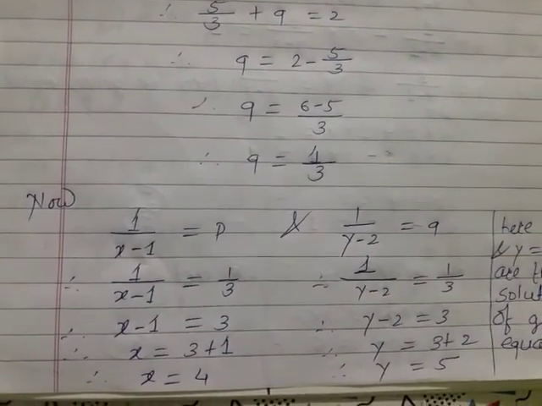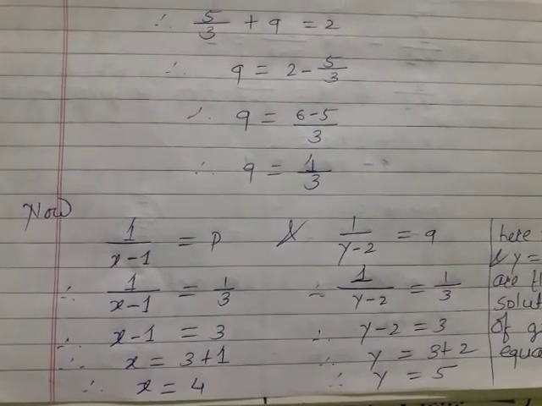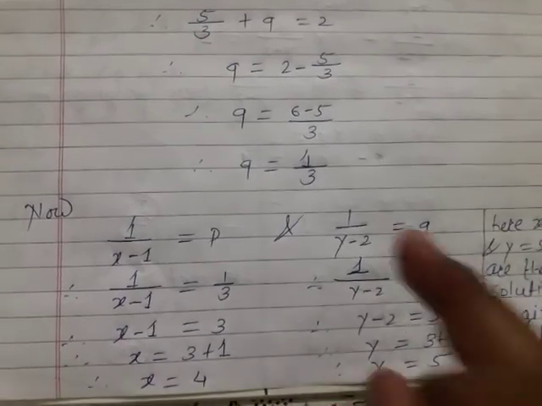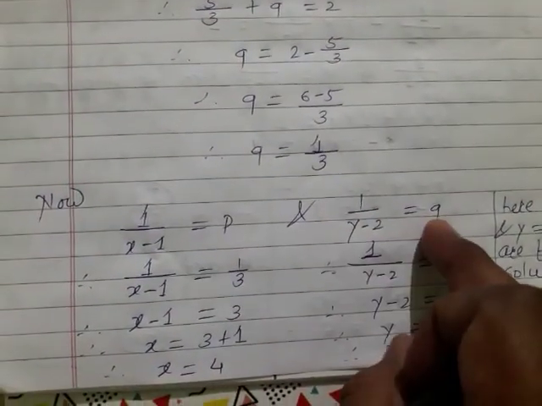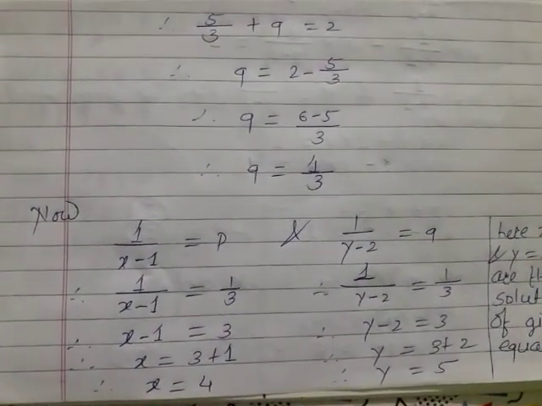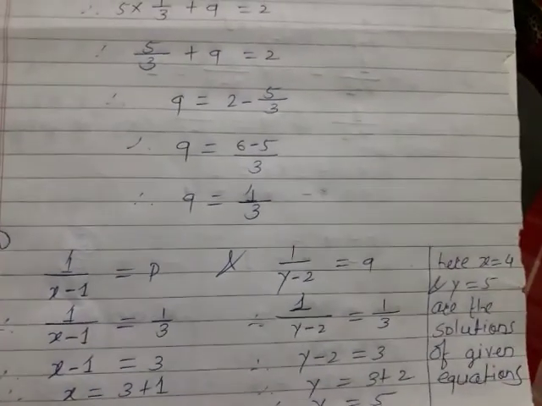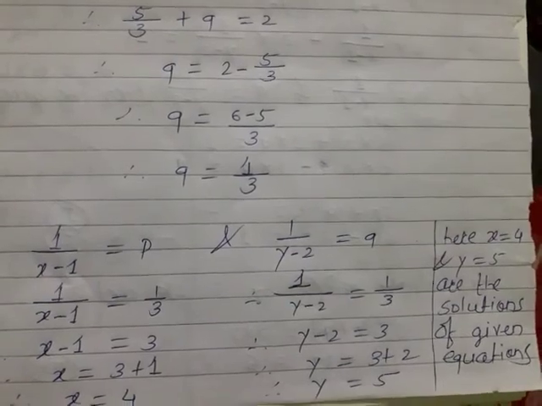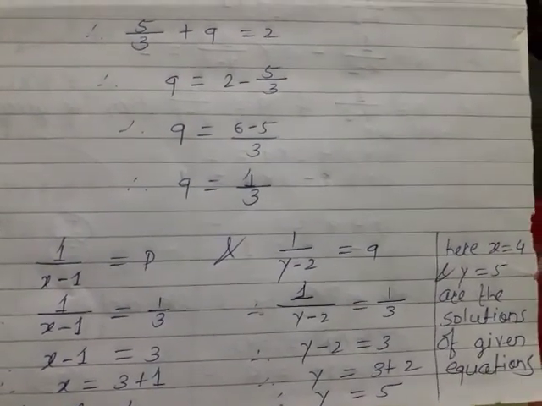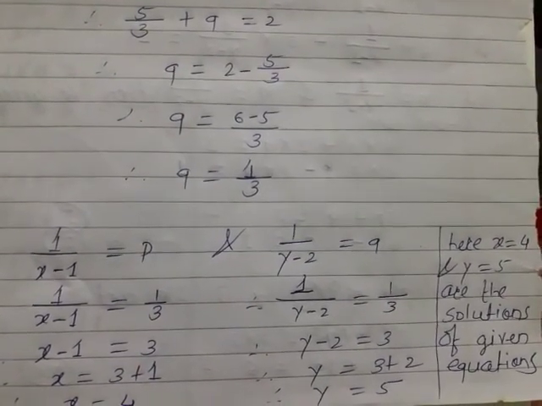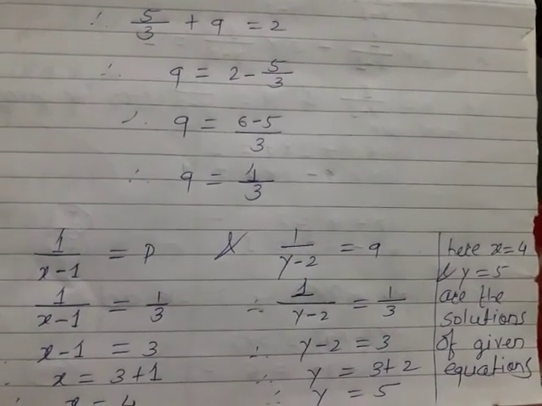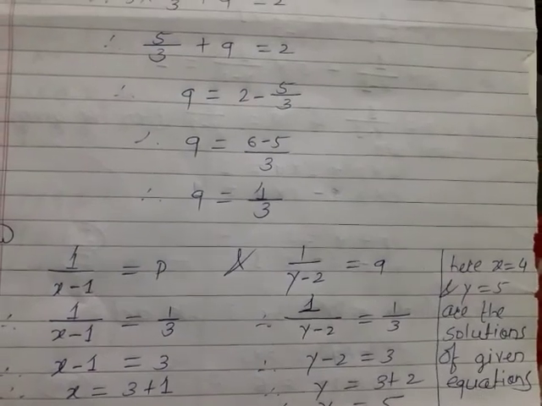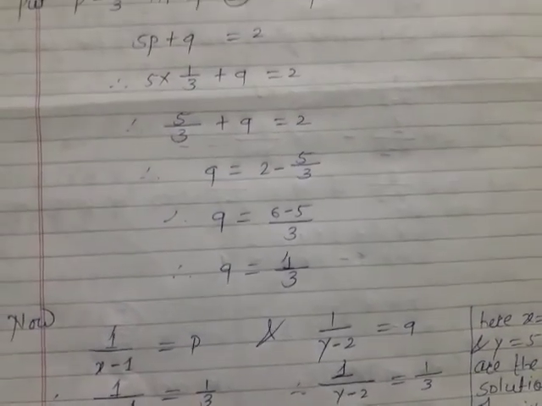Then cross multiplication, we got x is equal to 4. Then 1 upon y minus 2 is equal to q. This is q, 1 upon y minus 2 is equal to q. We got here y is equal to 5. And I showed you how to write the final answer. Look here, x has to be written below, as I showed you while solving, write it like that. Here x is equal to 4 and y is equal to 5 are the solutions of given equations.